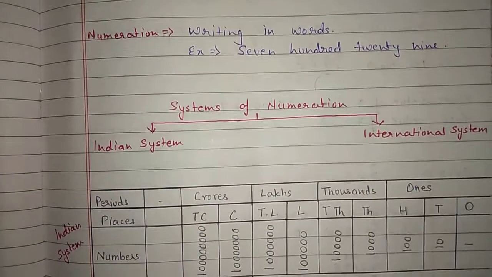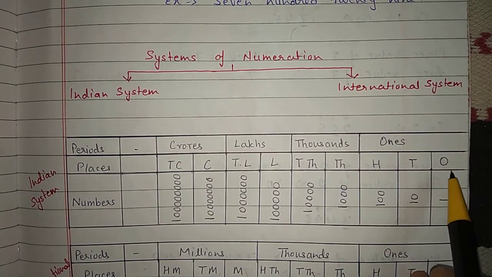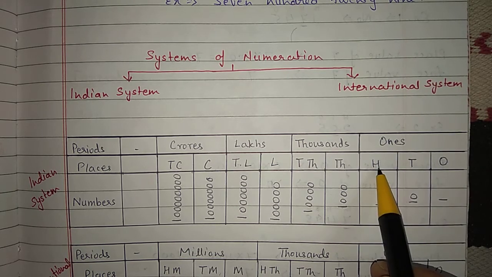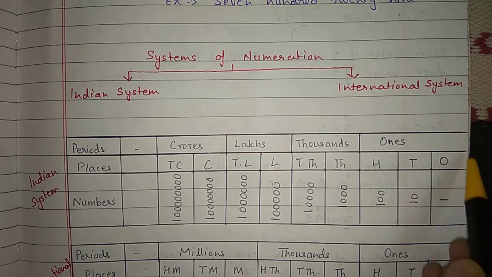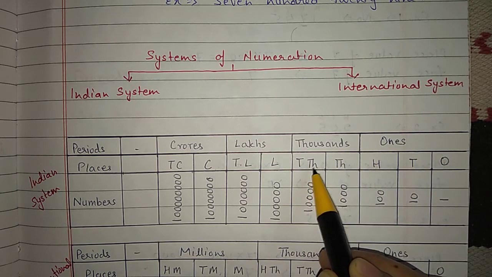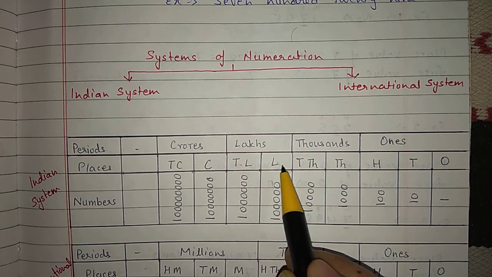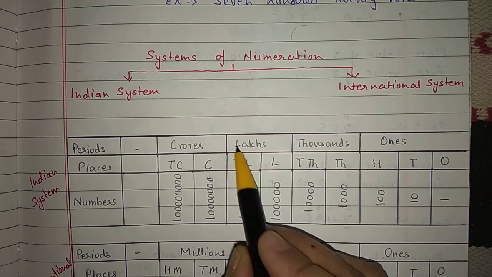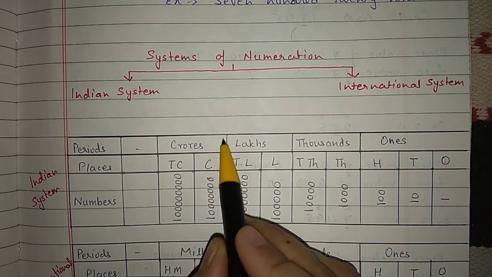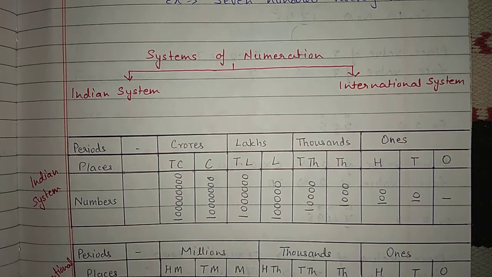So, according to the Indian system, you can see here in this table, from the right side the first place is ones, then 10, 100. These three together we call the ones period. After 100, 1000, 10,000. These two will come under the 1000 period. Then after 1000 we have lakh, 10 lakh. It will come under the lakh period. Then crore, 10 crore. It will come under the crore period and it will keep on going, but for you it is up to here only.